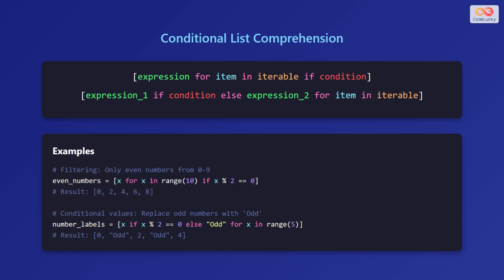Here are a couple of examples. To filter only even numbers from 0 to 9, we write x for x in range(10) if x modulo 2 equals 0. This gives the list 0, 2, 4, 6, and 8. For conditional values, let's replace odd numbers with the string "odd". We write x if x modulo 2 equals 0 else "odd" for x in range(5). This results in the list 0, "odd", 2, "odd", and 4.